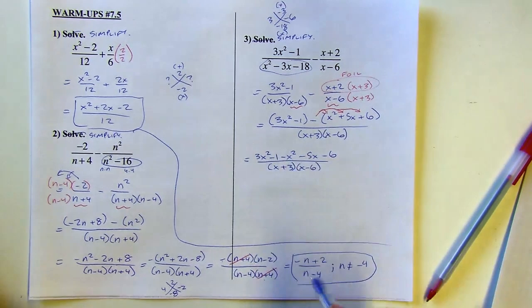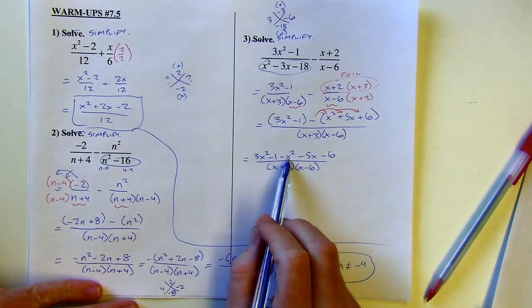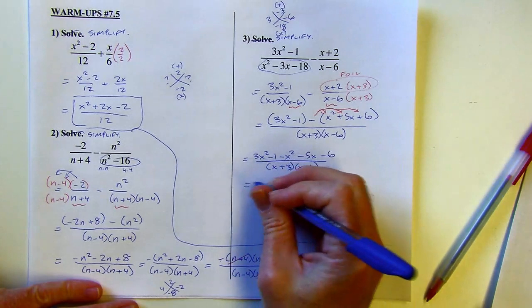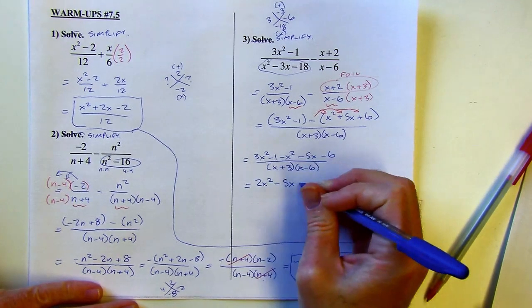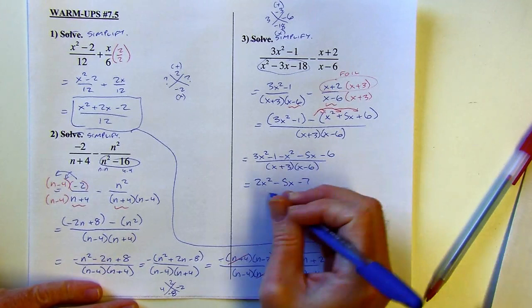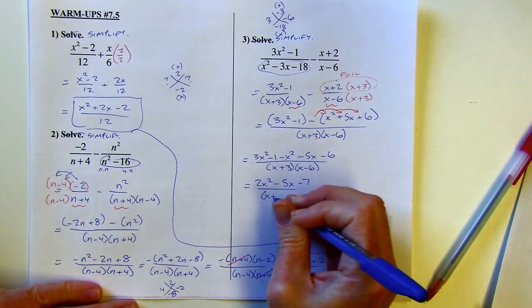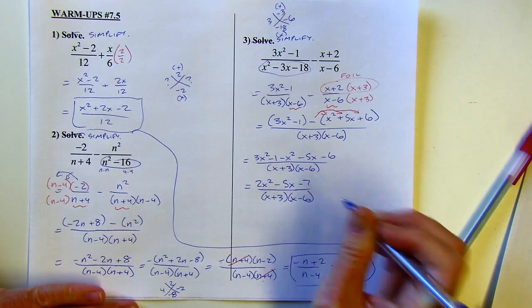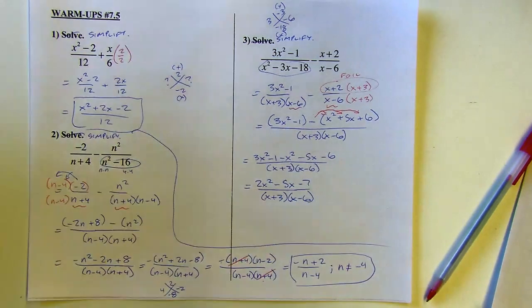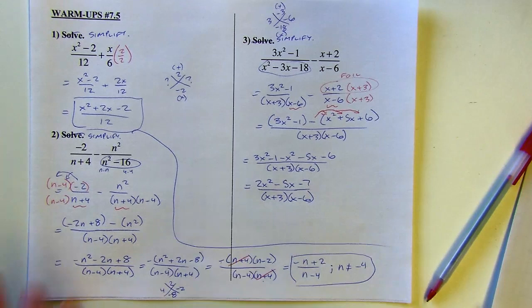Okay, I'll combine like terms now. So let's see, 3x squared and negative x squared would be 2x squared. And then I've got a negative 5x, and negative 1 and negative 6 is negative 7. Okay, and I still want to check the numerator. I've got that trinomial, and it seems like, hey, that looks like it might be factorable.